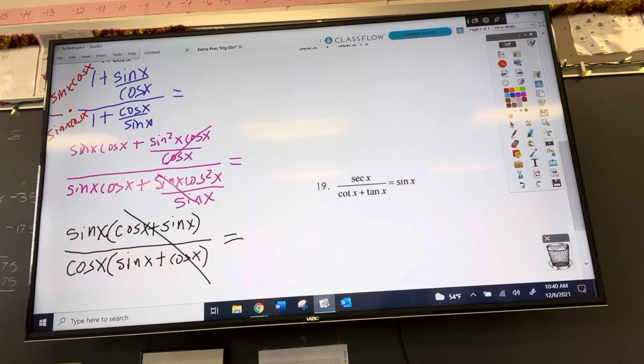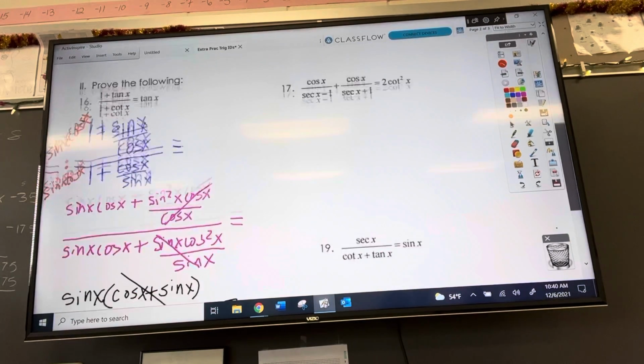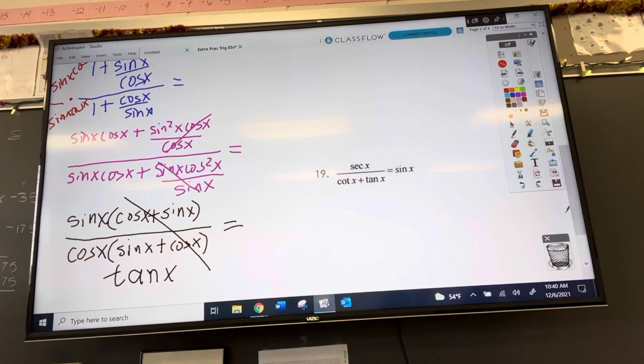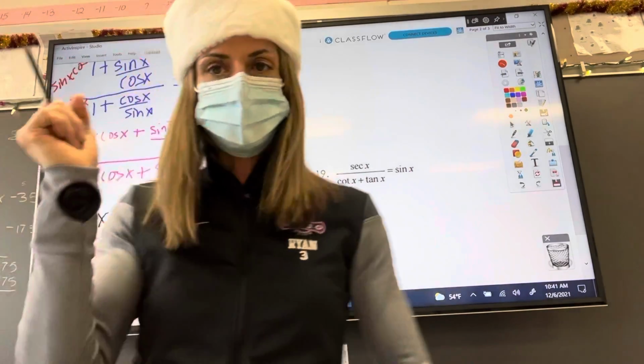So boom. Now we just have sine over cosine, which is tangent. And pretty sure that's the other side that we're looking for. It is. Verified. Boom. All right, I think my video is long enough.